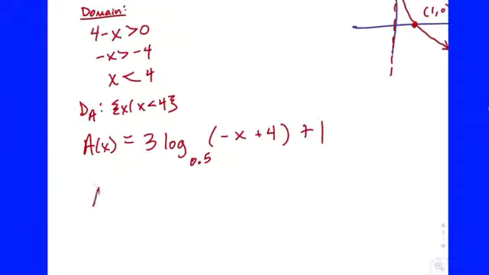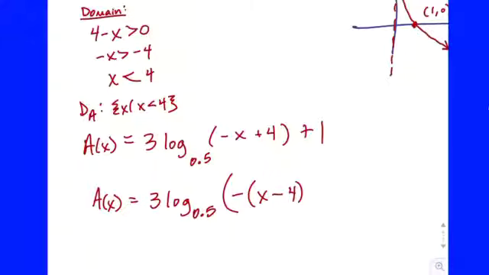No. I need to, remember, make the coefficient of x inside a positive 1. It is currently a negative 1. So inside I must factor out that negative, which makes it now parentheses x what? Minus 4, close, plus 1.